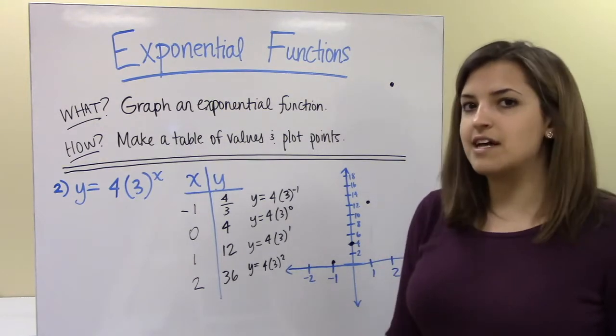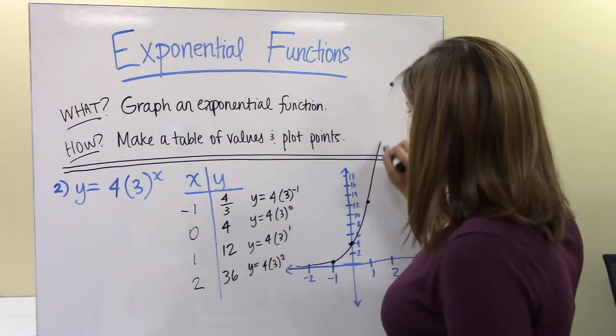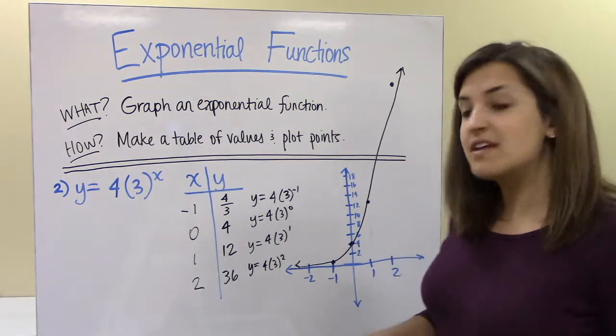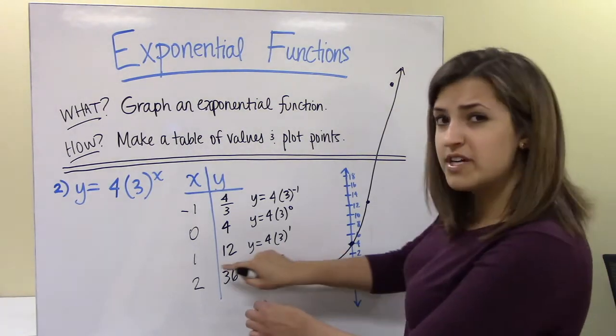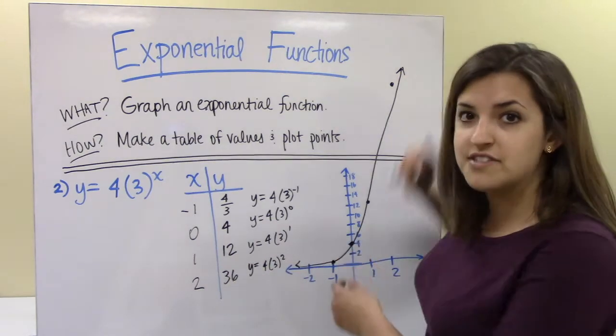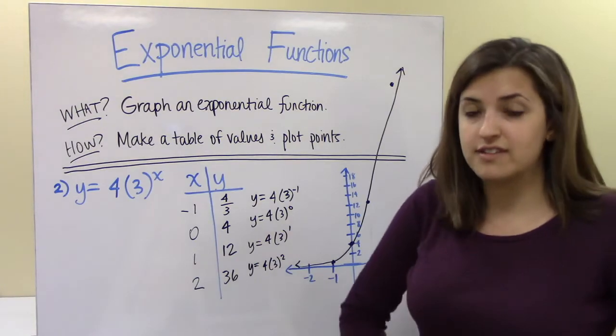So let's connect these lines and see what it looks like. Connect these dots. We're going to get something that looks like this. Ooh. So something that gets really gradual over here, a really small slope, and then all of a sudden increases really fast, right at 0. This is what an exponential function is going to look like. Let's see what another one might look like.